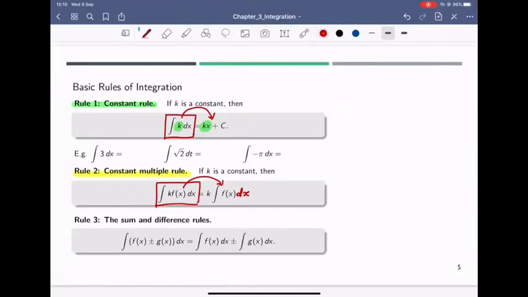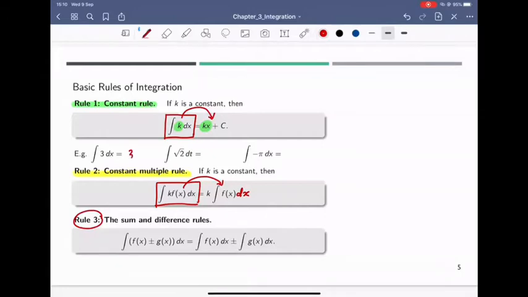When you have the integral sign of the sum or difference of two functions, you can split it as shown in rule number 3 here. So those are the basic rules of integration, and we're going to use them all the time without any doubt. I think this is the basic one, and you shouldn't have a hard time memorizing this. So for example, let's look at integrating 3 dx here.